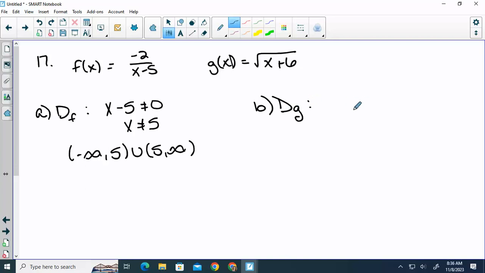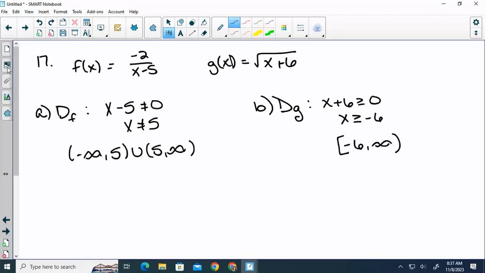B, we're doing the domain of G. G has a square root. If you have a square root, what has to be true? The thing under the radical is greater than or equal to 0, which means x is greater than or equal to negative 6. So if we write that as bracket, negative 6 to infinity. C and D were okay on those. 18, you should have gotten negative 12.